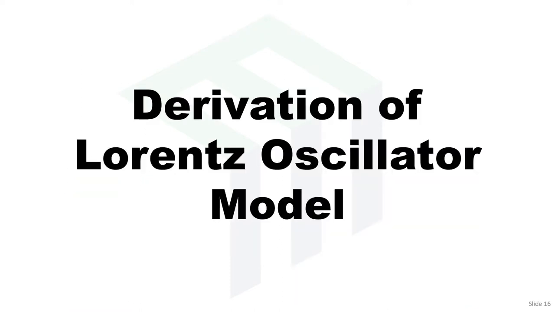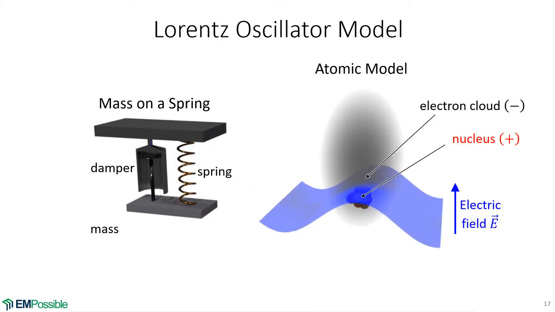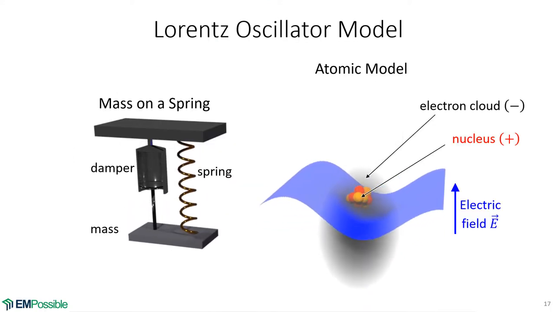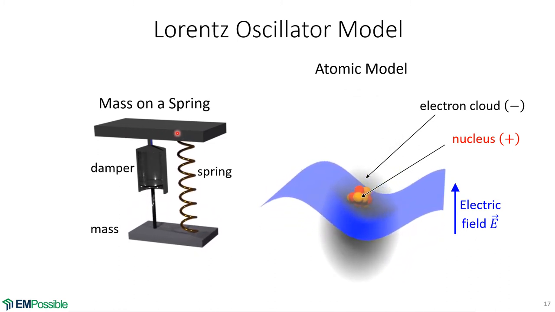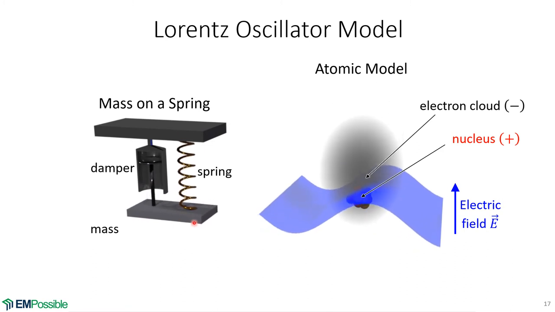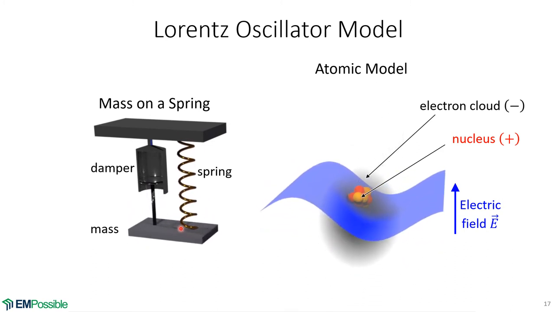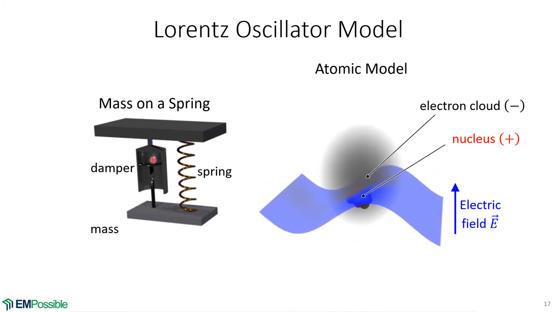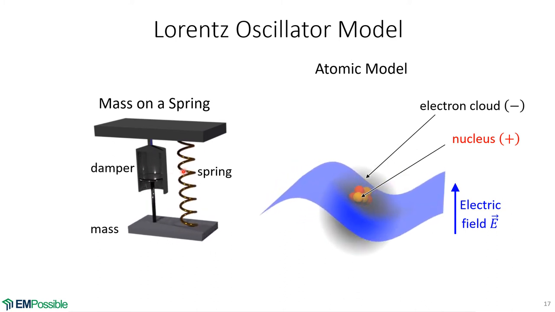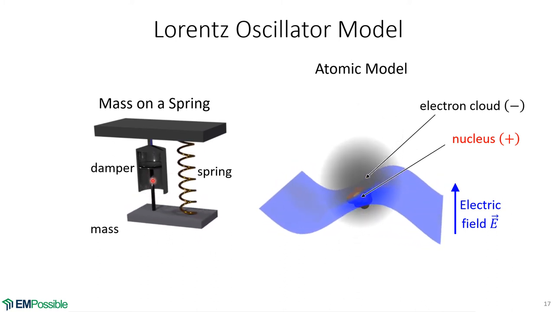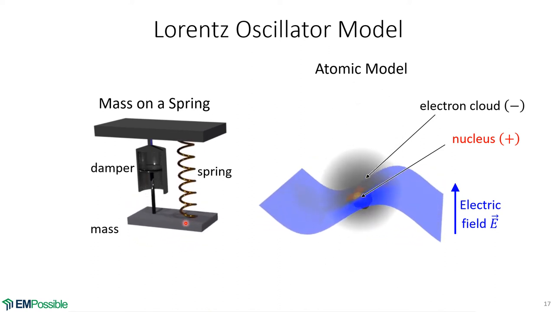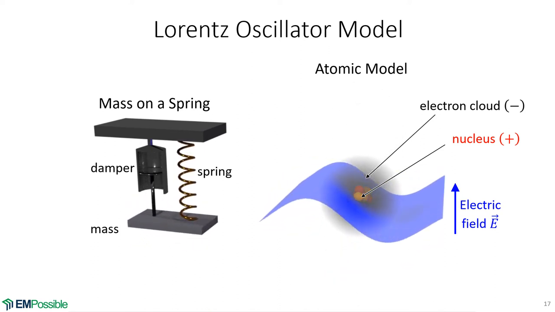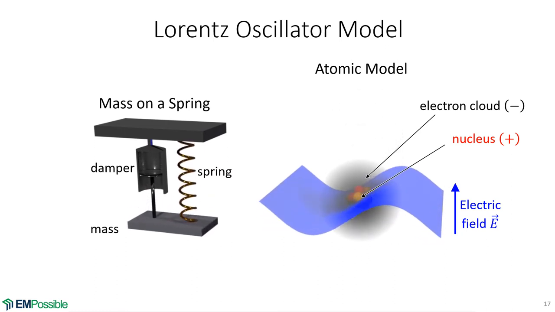Given all that, let's derive the Lorentz oscillator model. So here's the analogy we're making. On the left, we're showing a rigid support on the top. We have some weight on the bottom that's suspended by a spring. And there's a little damper here to provide it some friction. And this will bounce up and down. And because of the friction, it will slowly stop. I'm not showing that. It's just going to continue to bounce up and down. And so that's a resonant system. This is something that we can intuitively picture.